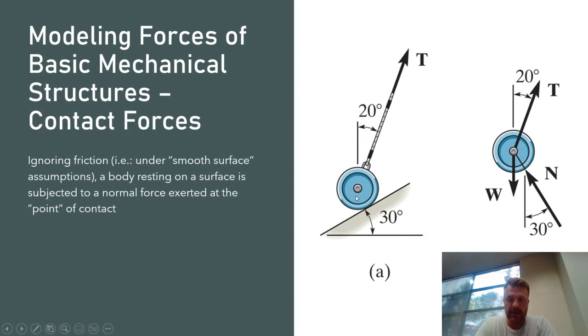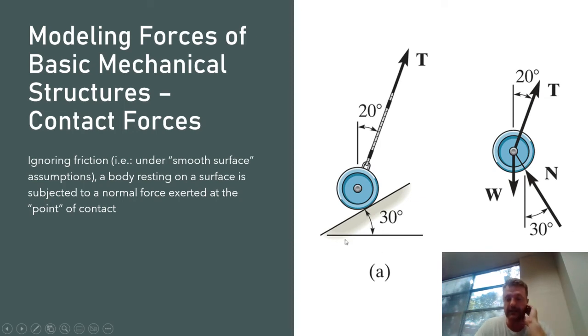In addition, when we have a body resting on a surface, we saw this figure at the beginning, justifying the particle model of this wheel in this case. Whenever a body rests along a surface, assuming we're ignoring the presence of friction, which we'll talk about a little bit later in this course, the force that is exerted by the supporting surface on the body is always going to be perpendicular to the point of contact, and that is called the normal force in this case.